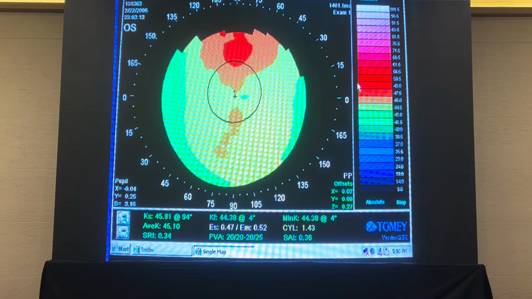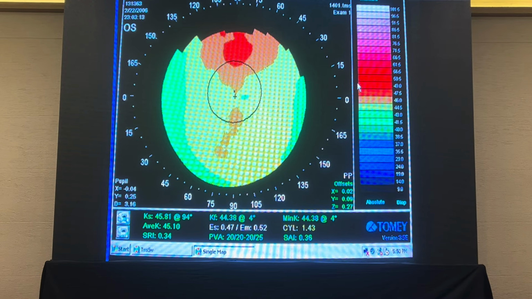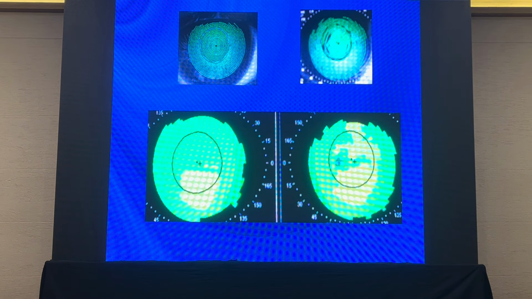So in any topography, you should look at the K values, K1 and K2, which tell you, if it is more than say 47.5, it should raise a red flag. There are other indicators like SRI and SAI. In the newer topography machines, things are different. But these are informative, giving information regarding the regularity of the cornea.